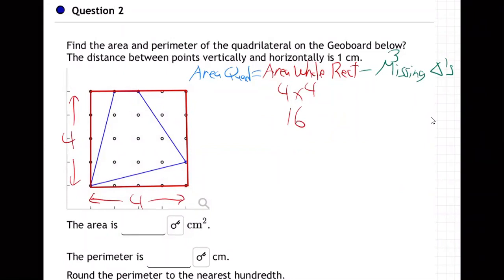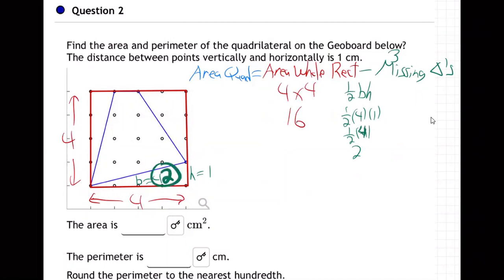Well, let's do them one at a time. So this triangle out here is 1, 2, 3, 4 by 1. 4 by 1. So the base here is 4, the height is 1. So it's going to be, area of a triangle, remember, is a half times base times height. So for triangles, we have the half. And then the base and height are 4 times 1. So that's half of 4, 2. So the area of that triangle is 2.